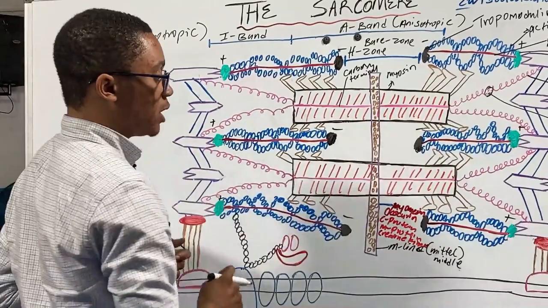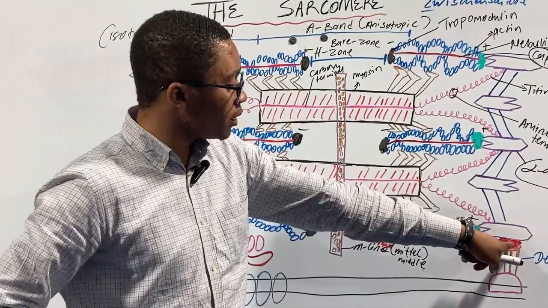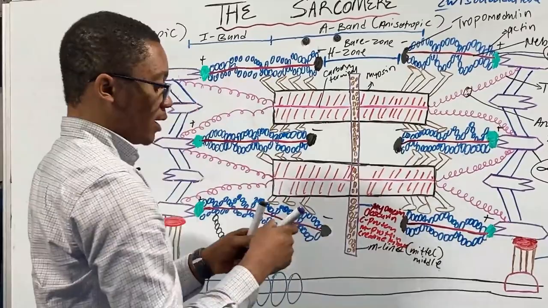Desmin works with the aid of another protein known as plectin. This protein, indicated as this red circular structure here, is known as plectin. So desmin, with the aid of plectin, anchors the Z disc together.